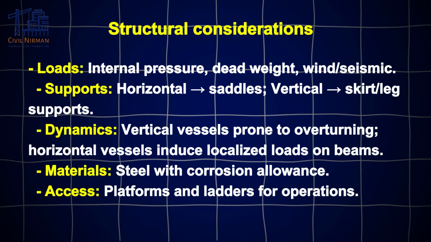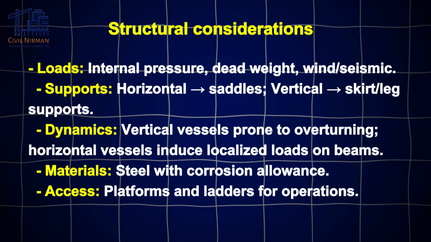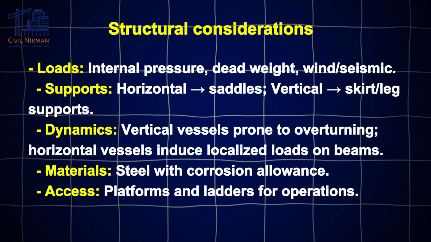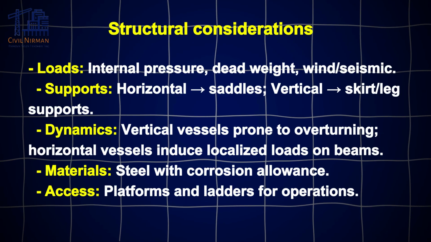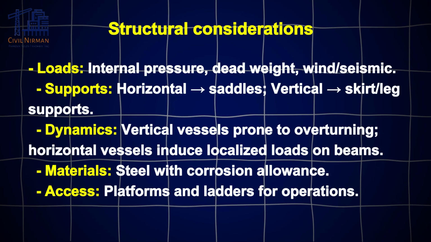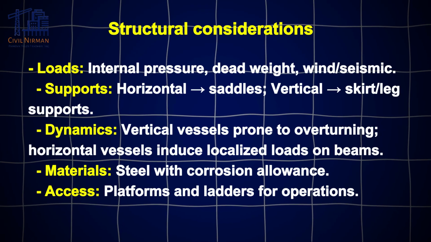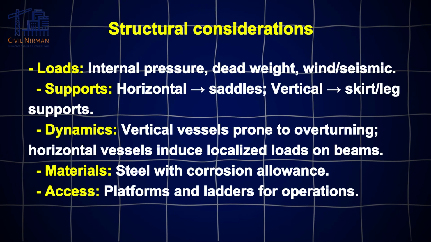In case of their dynamics, vertical vessels are prone to overturning, and horizontal vessels induce localized loads on beams. Usually they are made of steel with corrosion allowance, and for access, platforms and ladders are provided for operation and maintenance purposes.